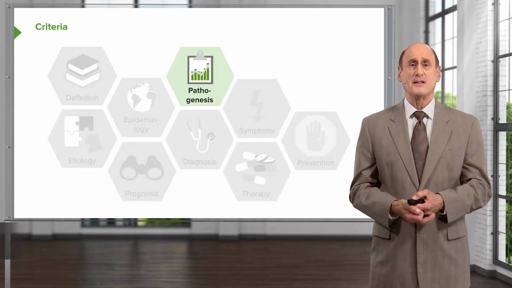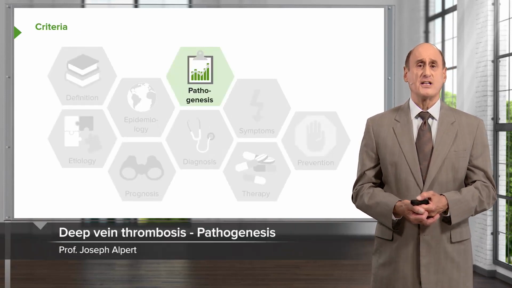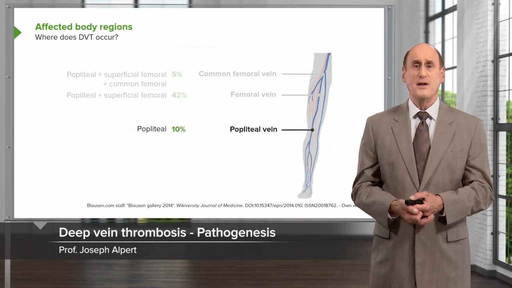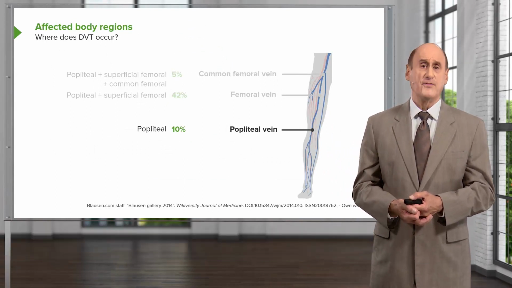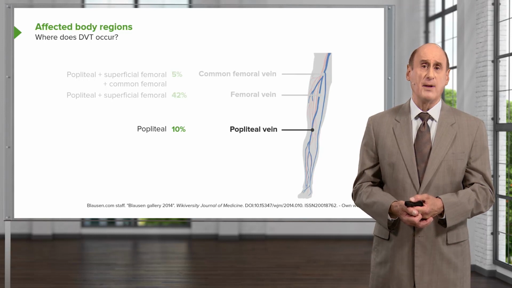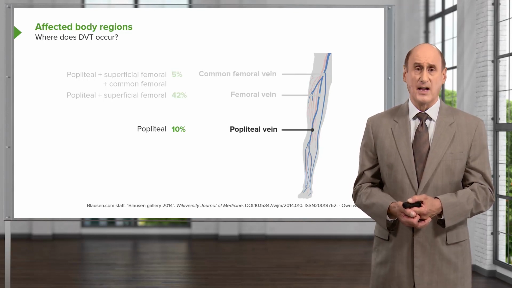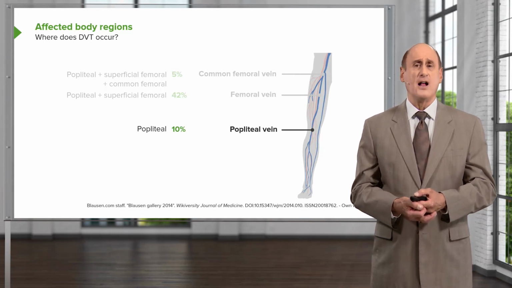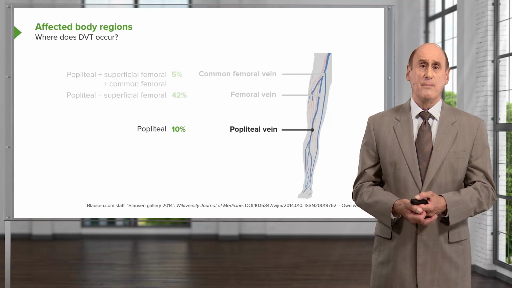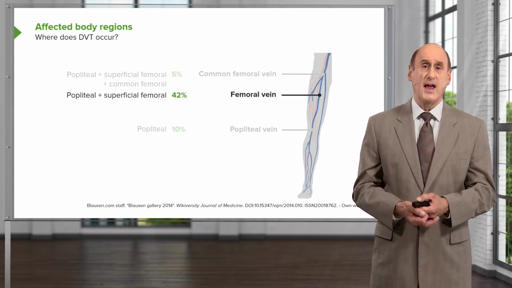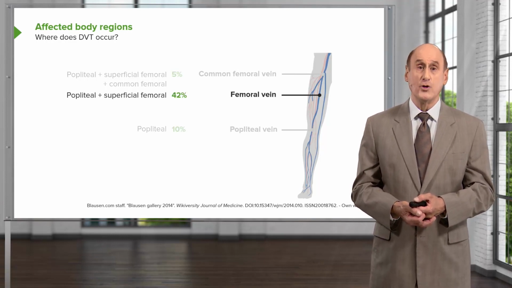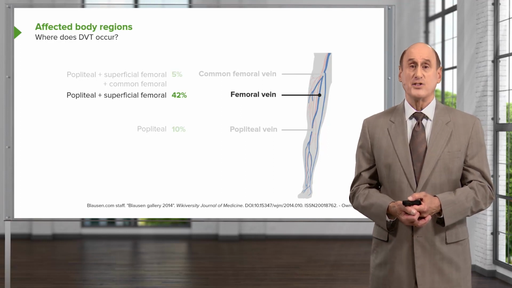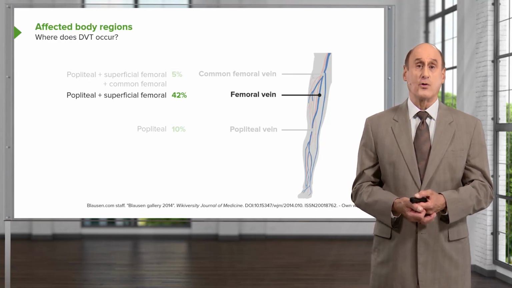A little bit about the pathogenesis. You've seen this slide before. As you heard, 90% of DVTs and pulmonary emboli occur in the veins of the leg. Often they start as very small clots in the popliteal vein, and often they will dissolve and heal without any problem. But once they get up into the femoral vein, which is a lot of people, you see 42% of people, there is a greater likelihood of the clot growing.